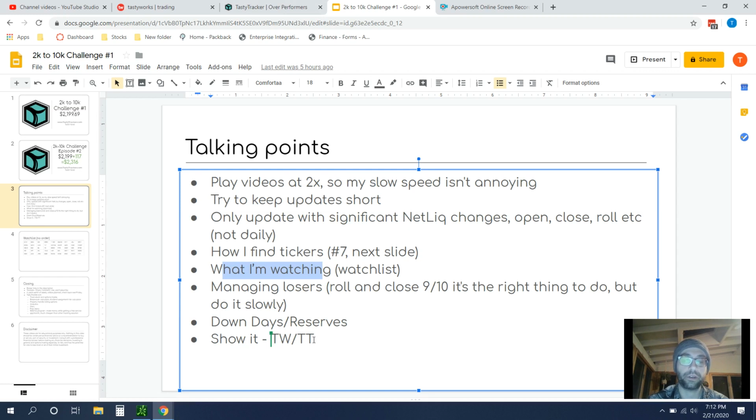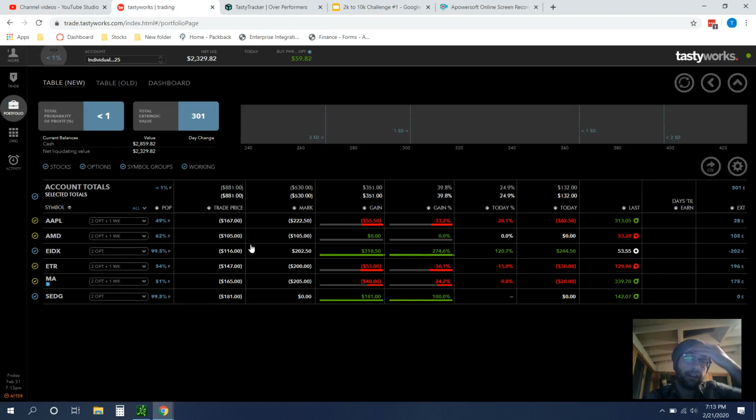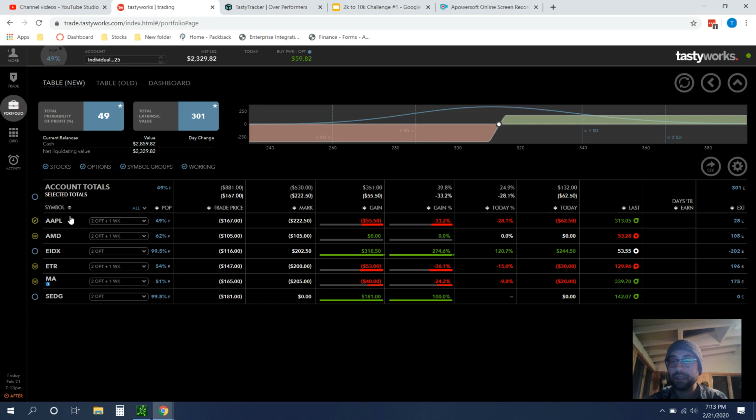Next, I wanted to show Tastyworks and TastyTracker. So if anybody knows how to fix this chart up here, it'll usually work for a couple weeks, and then I'll have a couple days where it doesn't work. It's only when the entire portfolio is selected. If I select an individual position, then it will work. So yeah, let me know if you know about that in the comments.